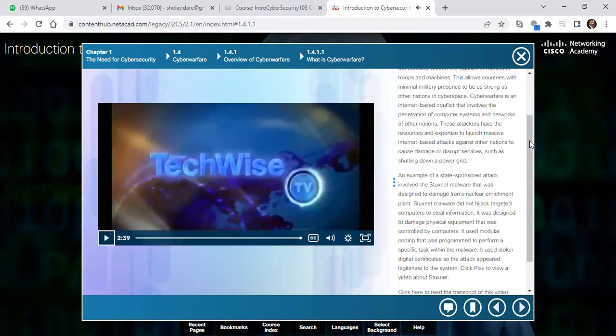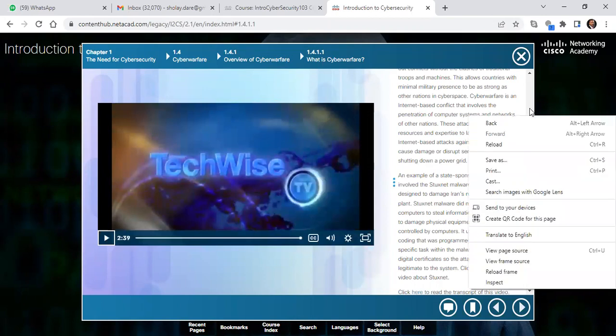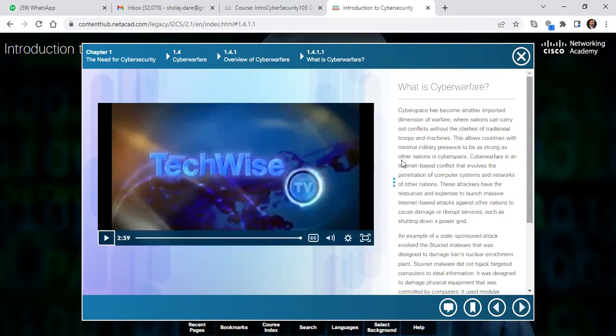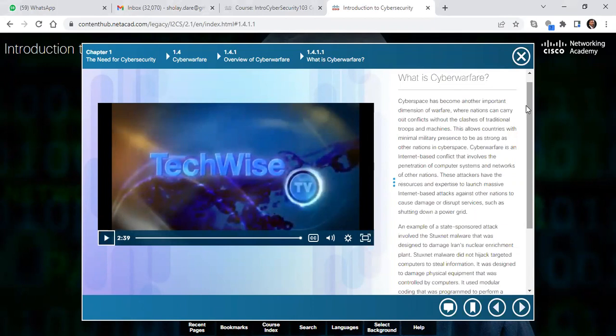Okay, so what you are talking about is cyberspace. Cyber warfare takes place in cyberspace. Cyberspace has become another important dimension of warfare, where nations can carry out conflicts without the clashes of traditional troops and machines. This allows countries with minimal military presence to be as strong as other nations in cyberspace.